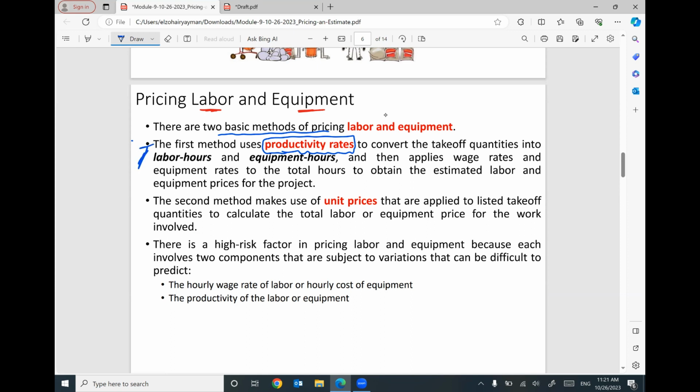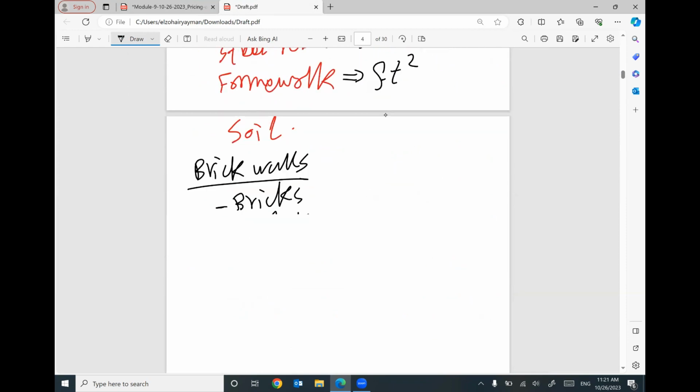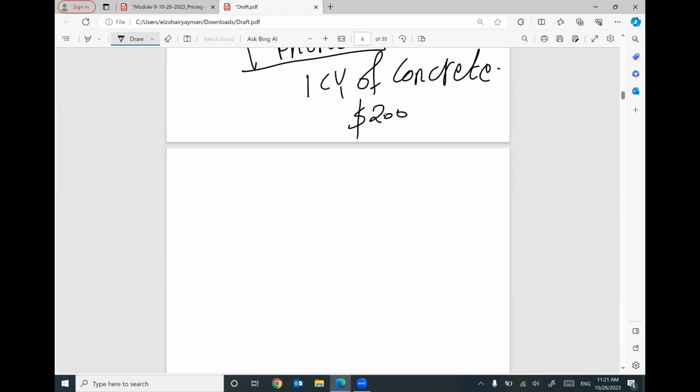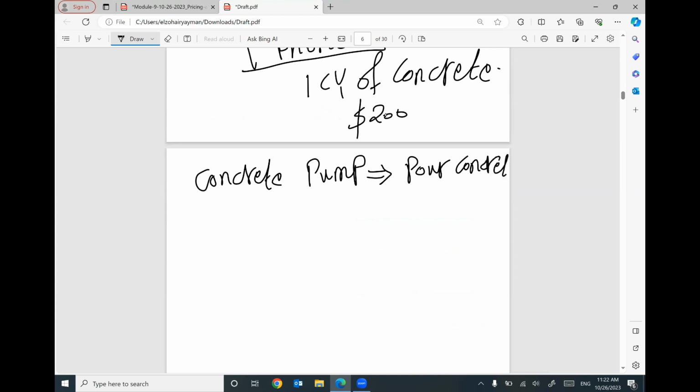Does that make sense? Basically, we have two basic methods for pricing labors and equipment. The first one, we will do some examples on the first method. This method is using productivity rate. For example, we have a concrete pump. This concrete pump will pour concrete. This concrete pump can pour 50 cubic yard per hour.